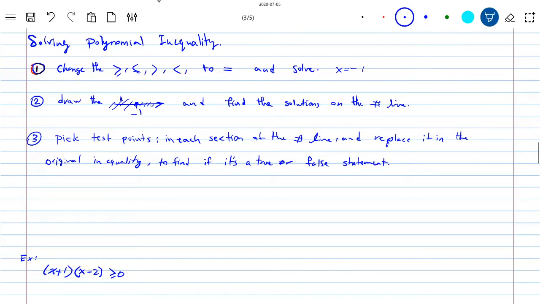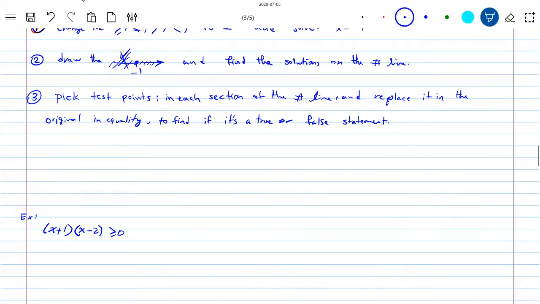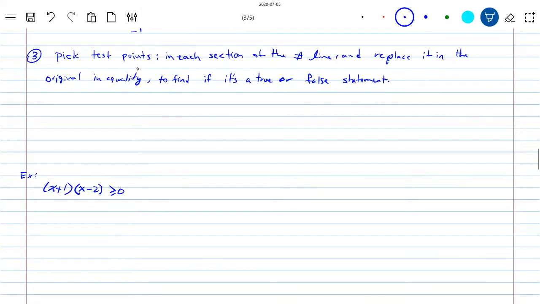If it's true, you'll accept that section. If it's false, you do not accept that section. That's it. There is nothing complicated about solving polynomial inequalities. It turns out you can say the same thing for other types of functions as well, but our main focus is on polynomials and maybe rational functions later on.